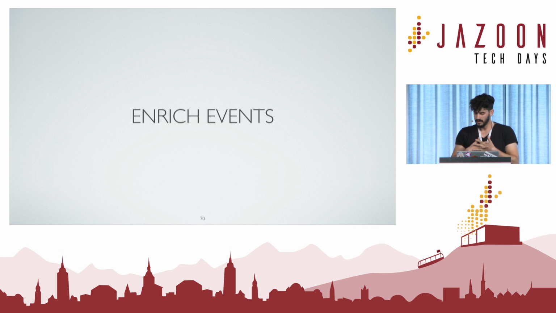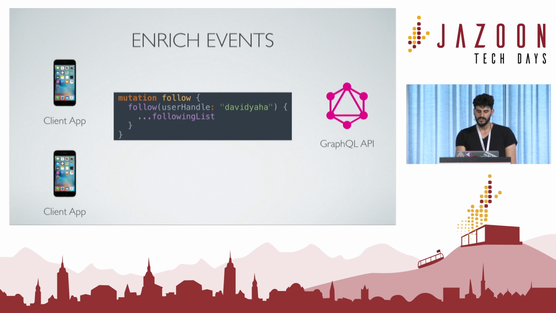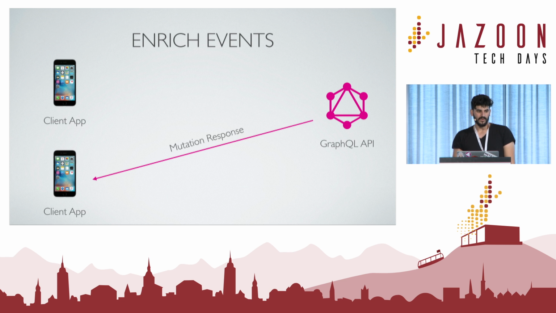Another cool thing that we can do with GraphQL subscriptions is enriching events, which actually means that every time an event is published, we can get additional related data that the client needs in order to avoid underfetching. So when a client app sends a follow mutation, it will get back right away its mutation response with whatever it needs to render the view, right?